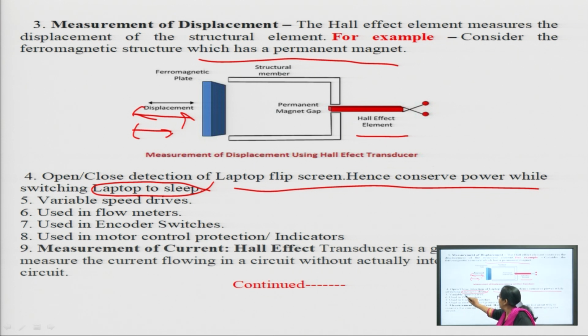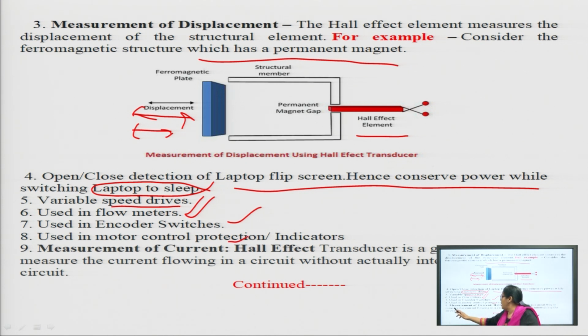Variable speed drivers, flow meters. When we discuss flow measurement, we also consider the magnetic, paramagnetic, and ferromagnetic structure. That time we are using the Hall effect transducer. Encoder switches, motor control, protection, indicators, measurement of current.